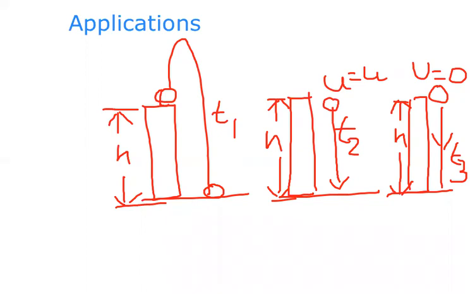The first one is projected vertically up from the top of the tower. The second one is vertically projected down, and the third one is freely falling, with initial velocity 0. Vertically projected down has initial velocity u. Here also the body is projected with the same velocity u. In the vertically projected upward case, the velocity is also u. And for freely falling, the initial velocity is 0. The body projected up takes time t1, the body projected down takes t2 to reach the ground, and here t3 is for free fall. Let us observe each situation now and discuss the formula for it.